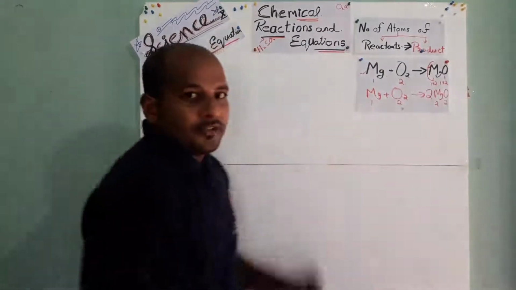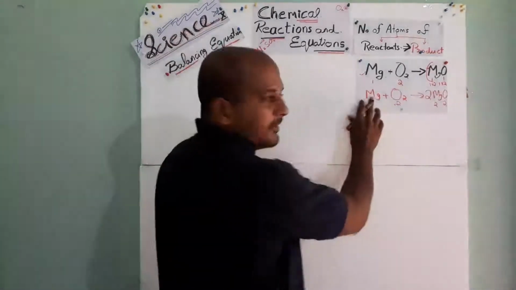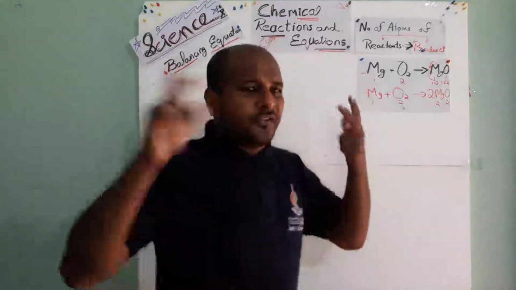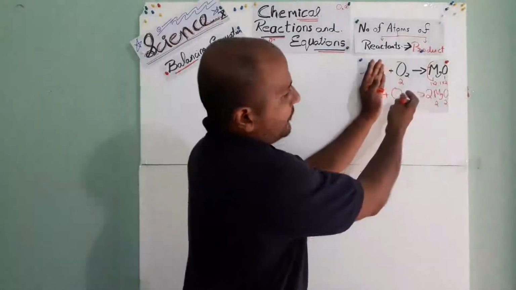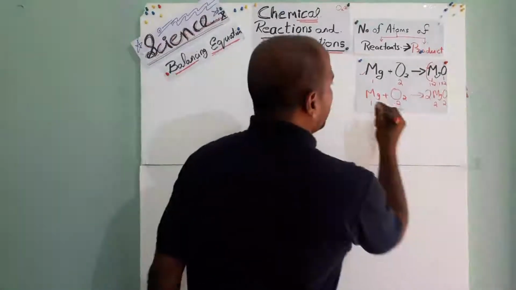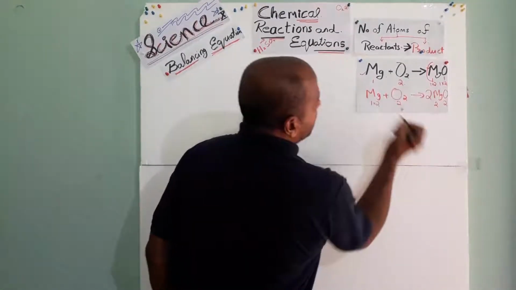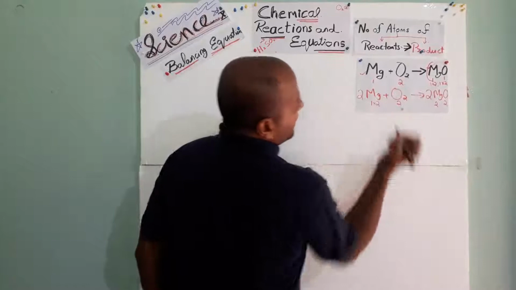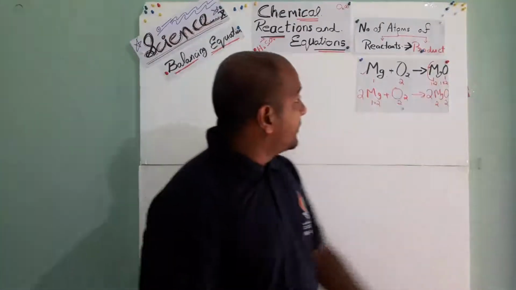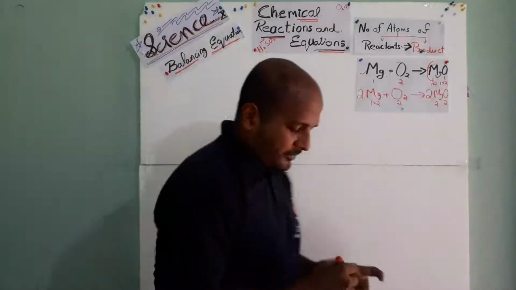So what do we want to do here? It is a single element. If you multiply it by 2, 3, 4, nothing will happen to this oxygen. There are 2 different elements. So what do we want to do? Into 2, which gives 2 Mg plus O2 gives 2 MgO. Now it is balanced. Just check. We can check it.